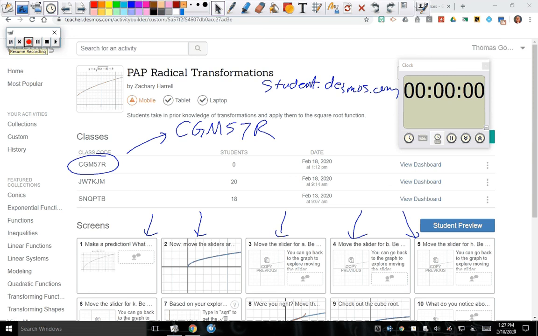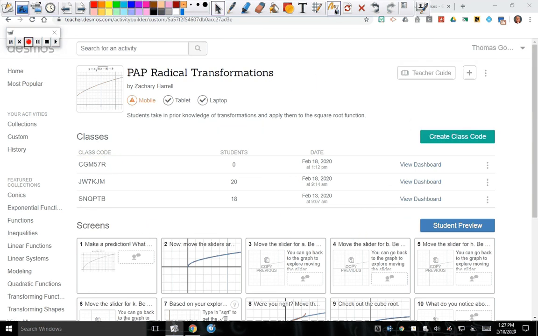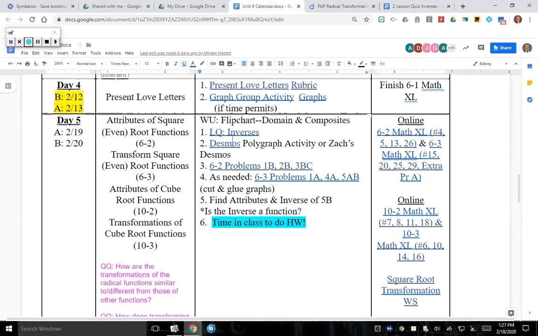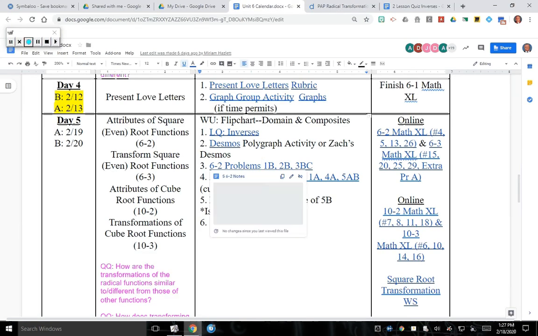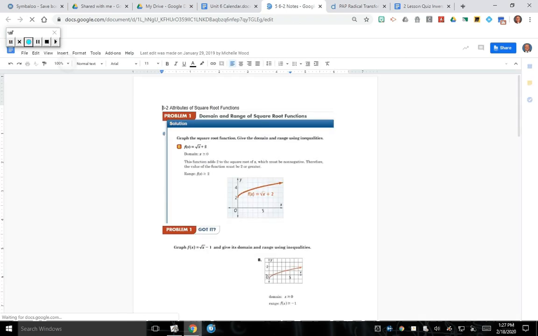Alright, so you've been doing that for 15 minutes. Let's see what you experienced and learned from all those transformations. So we're going to go back to our calendar. We're going to go right here. And these are paper notes.